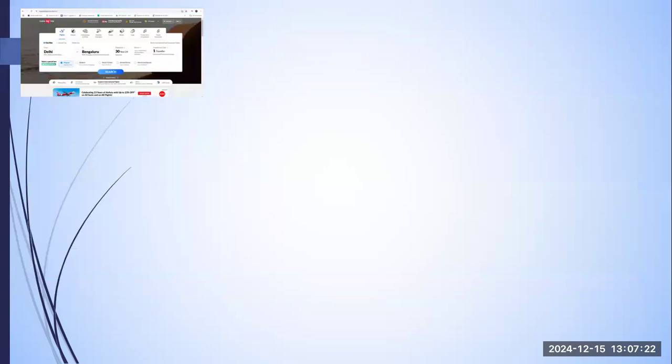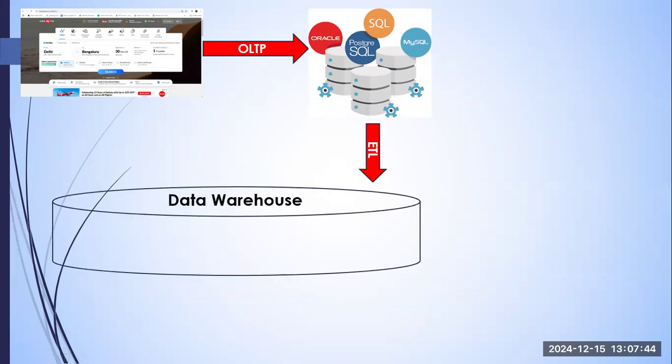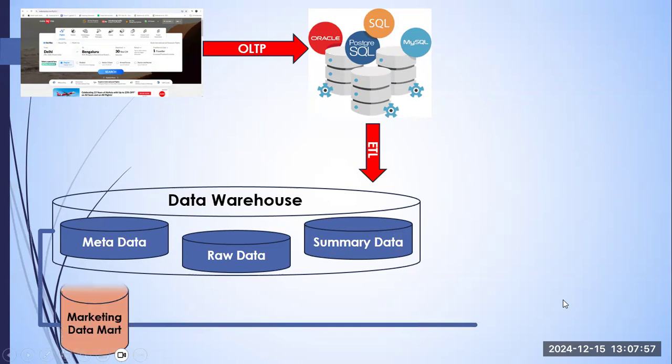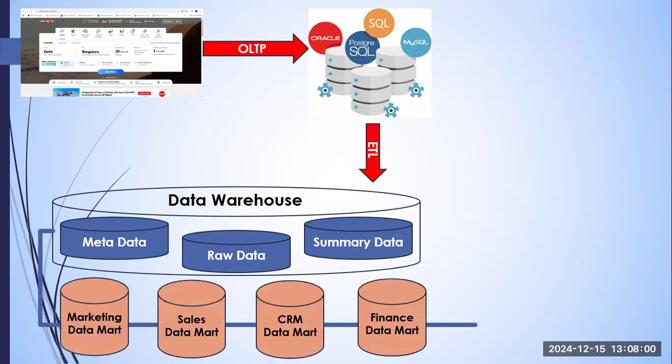Then, how does it work? Let me explain. Here, this data goes through OLTP, online transactional processing, where it goes into the database. And then from there, through the ETL process, the data engineer will transfer the data to the data warehouse, where you will get the metadata, raw data, and the summary data. And here we again get some data marts: marketing data mart, sales data mart, CRM, and finance data.